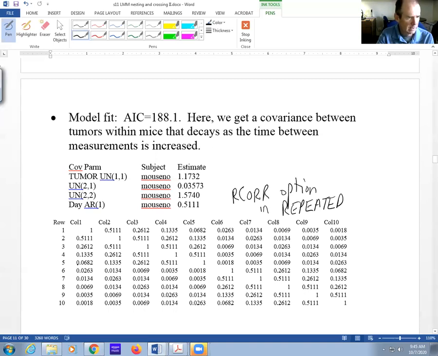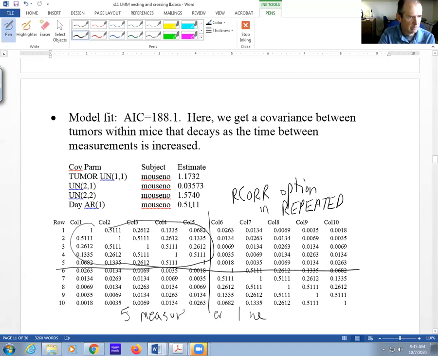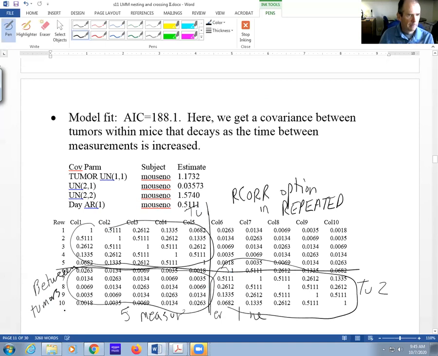So this is the numerical one, and again, in this case, this is the actual five measures over time. So we can break it down this way. And so this would be for tumor 1 over here. This would be tumor 2. And then this would be between the 2 tumors.